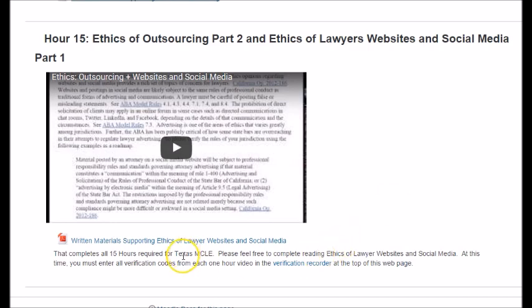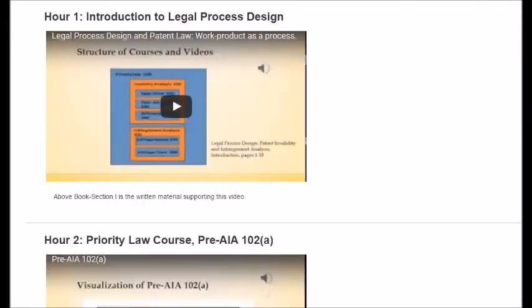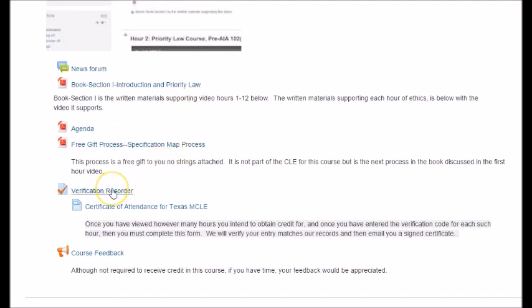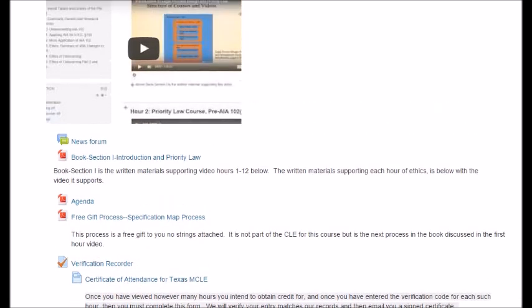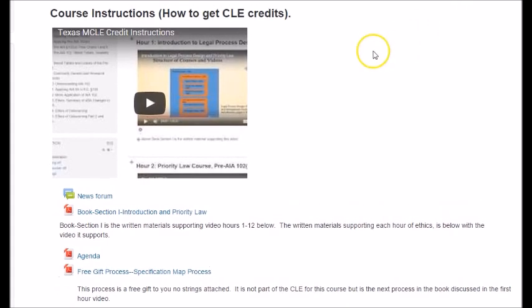And then, of course, in this case, it's 15 hours of CLE, and you go up to the recorder, and each of those hours has a code in it. You click on this, fill in the code, and then get your certificate. There's directions of how to use the verification recorder here at the top in courses, so you can watch that if you want to understand how to put in the codes. So that is what's in the priority law course.